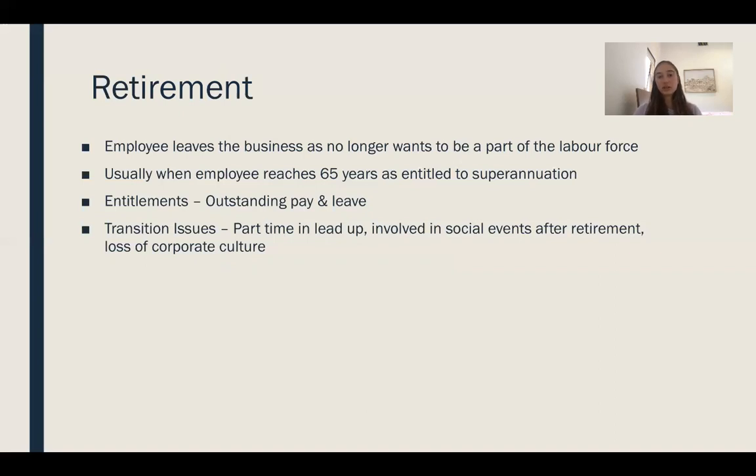Retirement is obviously a big issue for an employee. It's a big transition from working 9 to 5 every day for 40 years to one day just not having anything to do. So the business can allow the employee to work part-time in the lead up to retirement to allow them to adjust and settle into having some free time, but also still having some involvement in the business. Also, the employee can be involved in social events after retirement, again, to help them feel like they're part of the business and not feel super lost once they have no job and no work requirements.